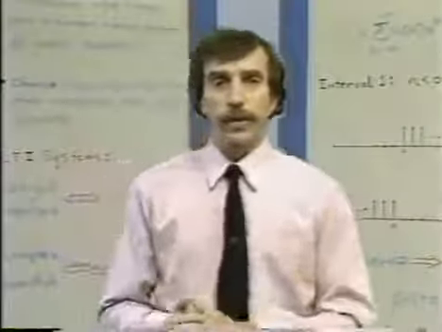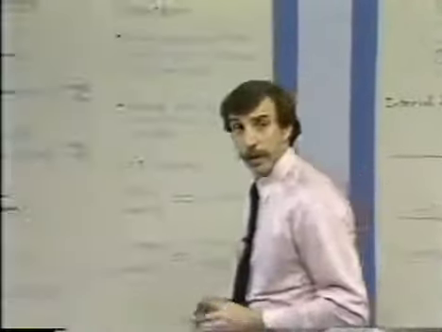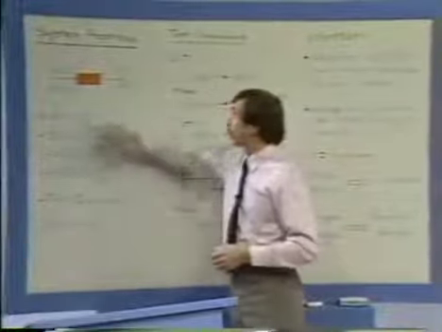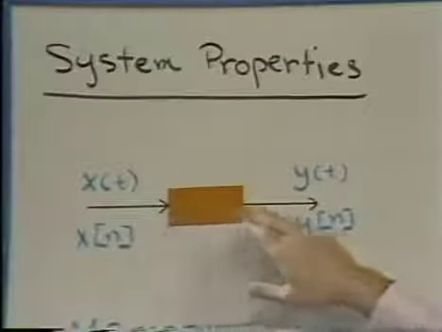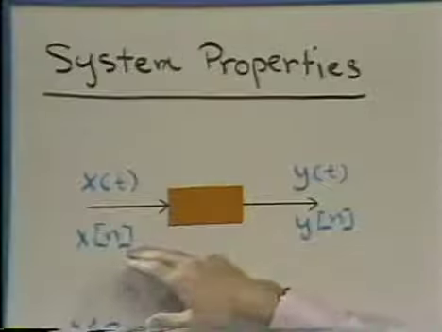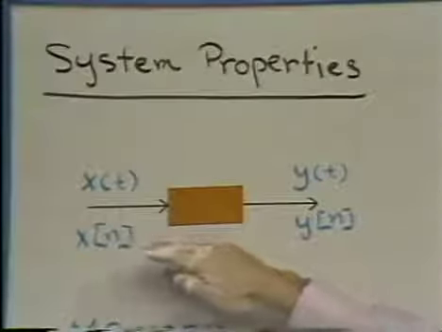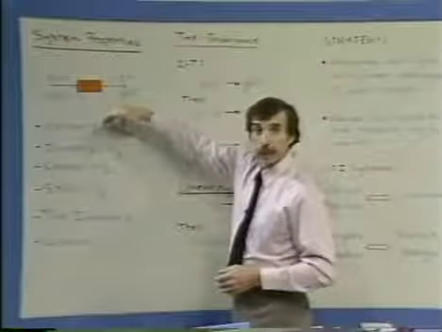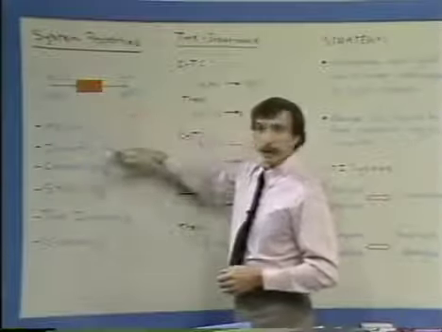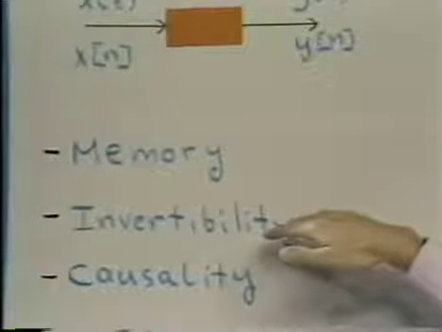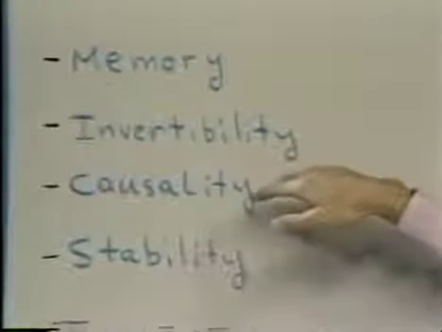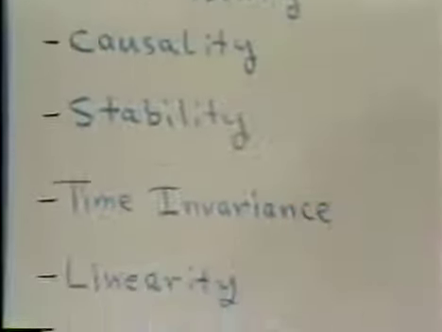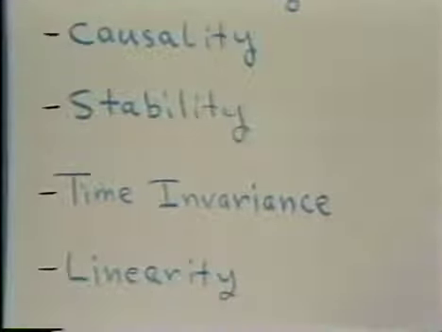In the last lecture, we discussed a number of general properties for systems, which, as you recall, applied both to continuous time and to discrete time systems. And these properties were the properties associated with a system having memory, the issue of whether a system is or isn't invertible. We talked about causality and stability. And finally, we talked about linearity and time invariance.